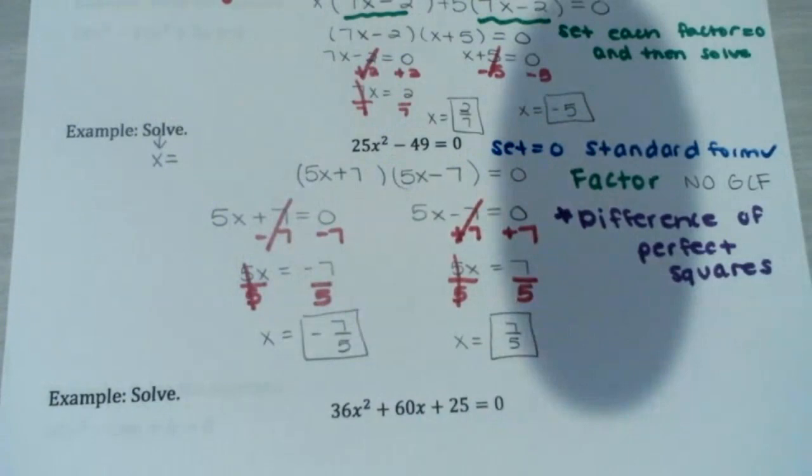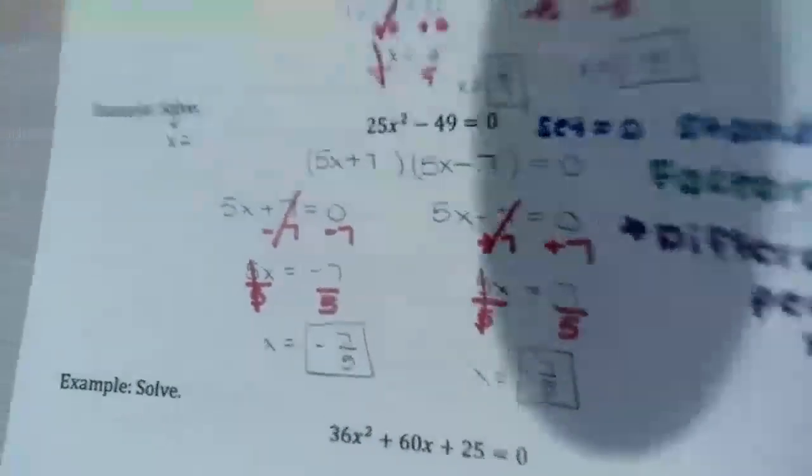So our 2 answers are negative 7/5 and positive 7/5. We kept going till we got x equals, and we're done. Let's do this next one.